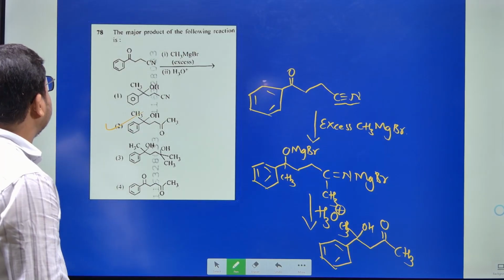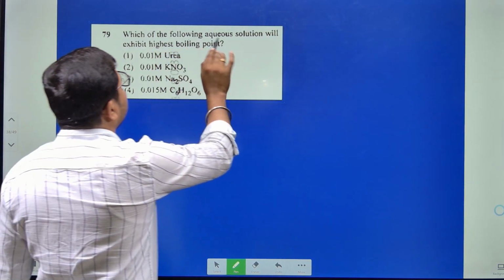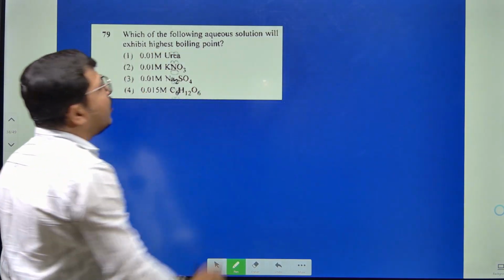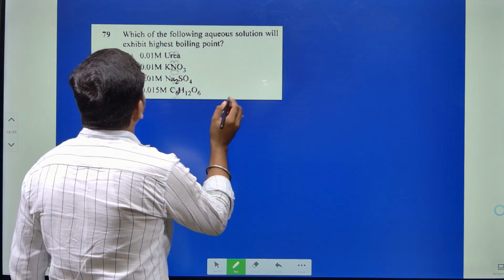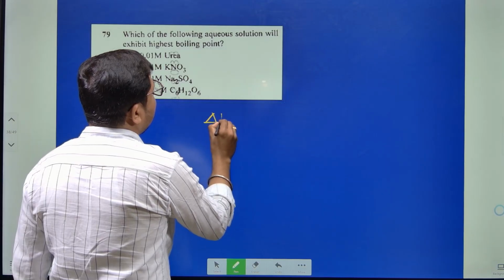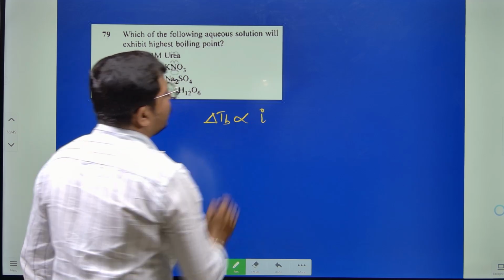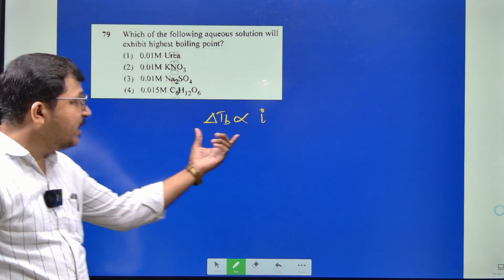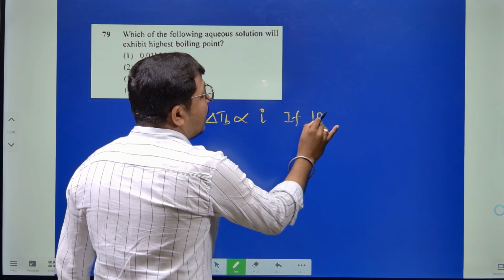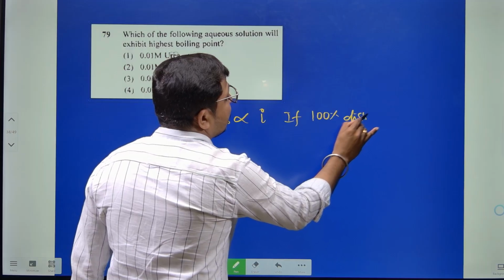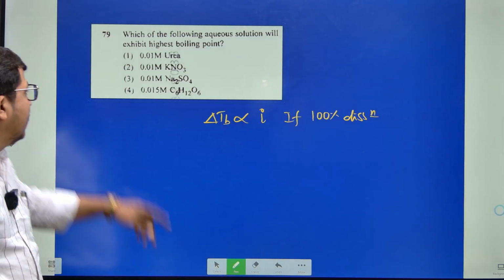Yes, my dear children, let's move to question number 79. Which of the following aqueous solutions will exhibit the highest boiling point? Simple question. The boiling point elevation, delta TB, is directly proportional to what? The i value. The greater the i value, the higher the boiling point. If there is 100% dissociation, then delta TB is directly proportional to i.